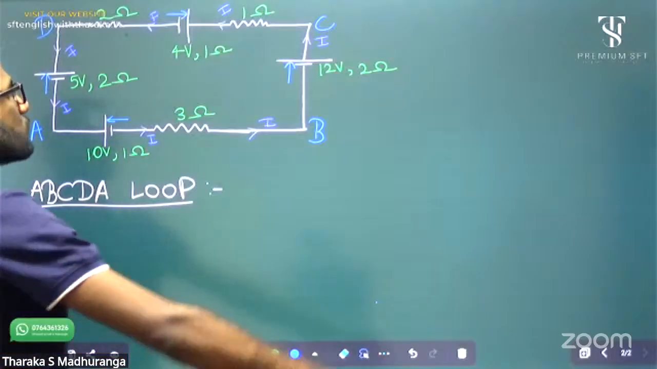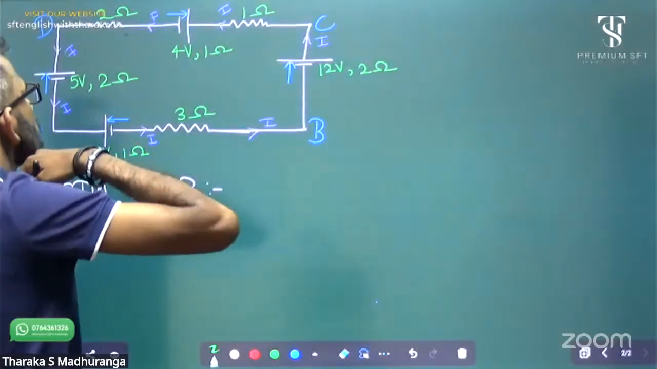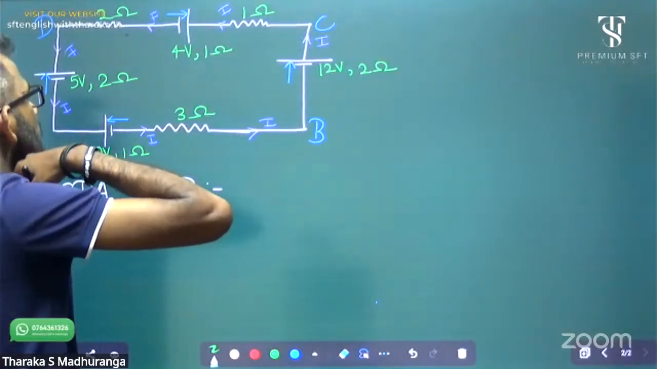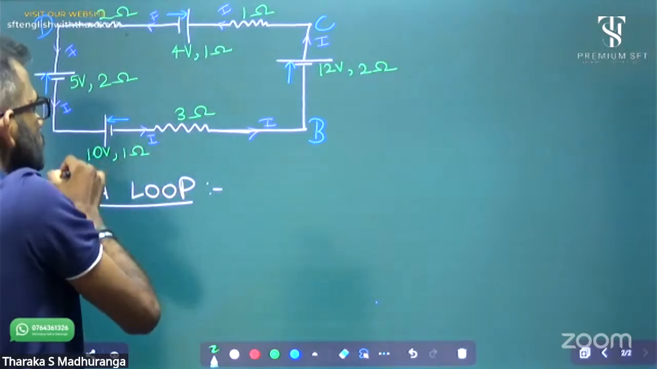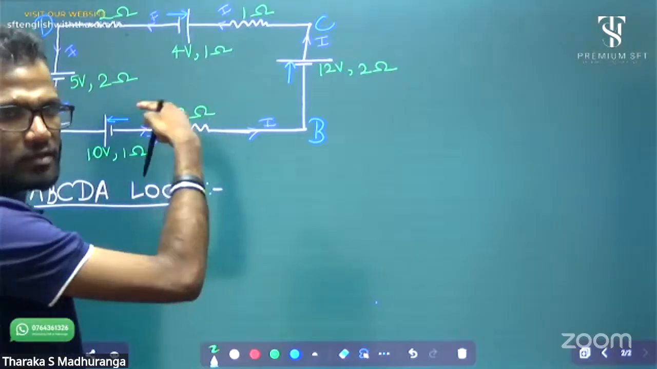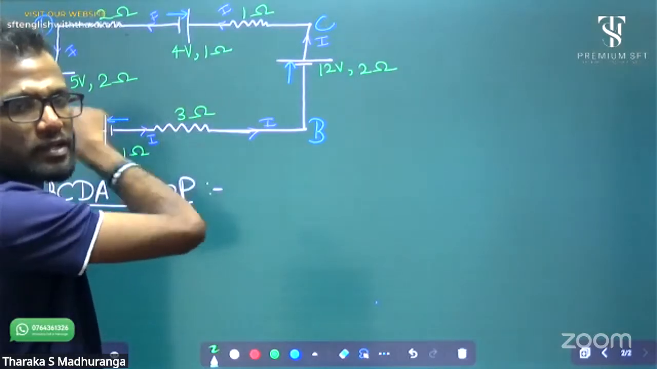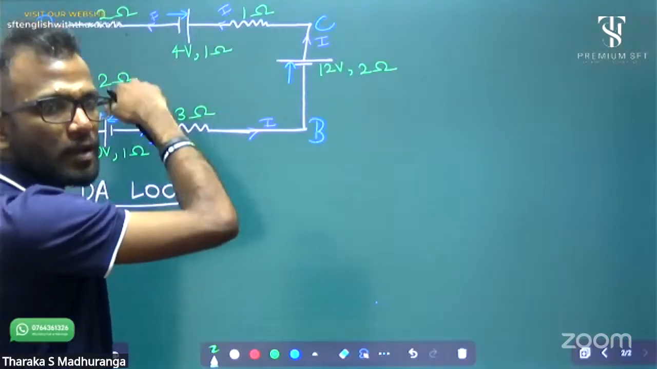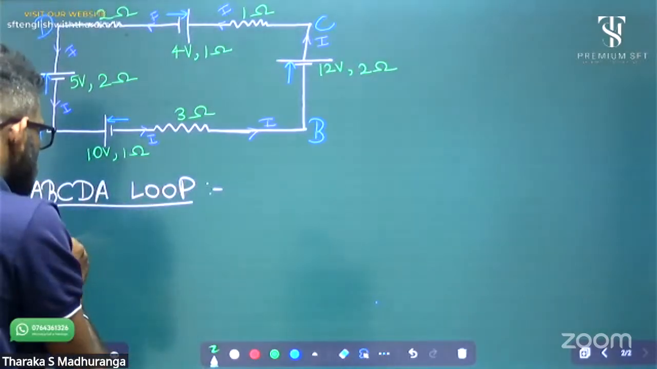What is my first step? First step, get the sum of electromotive force. I'm going to start at A. This 10-volt battery's electromotive force direction is opposite to my direction. I'm going from A to B, but it is opposite to me. Therefore, it is minus 10.